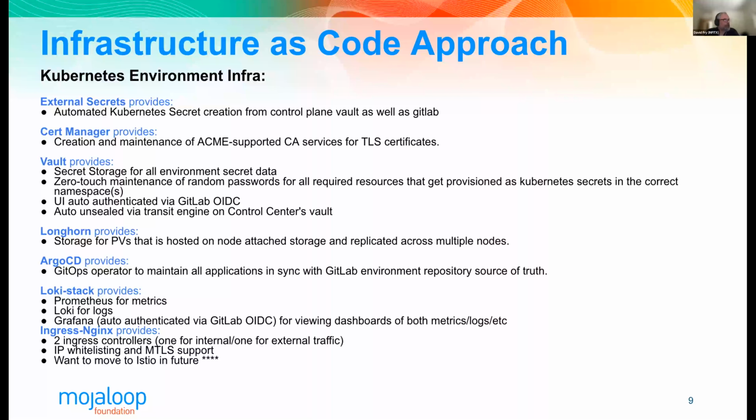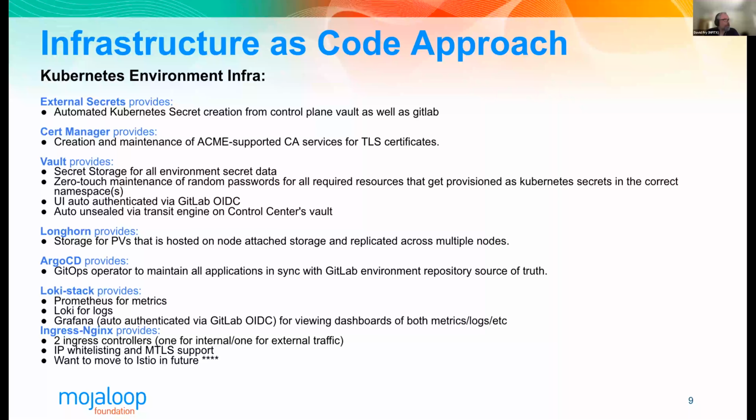Certificate manager. This is to provide TLS certificate management for different ingresses. Vault. So I mentioned that each environment has its own HashiCorp Vault instance. So environment secret data is being stored there. This also, in conjunction with a config operator for Vault, allows us to have zero-touch maintenance of random passwords. So nobody ever sees the password. It gets created in Vault, and then a Kubernetes secret is generated from that. And then all of the deployments reference those secrets. And so nobody ever actually sees the credentials.